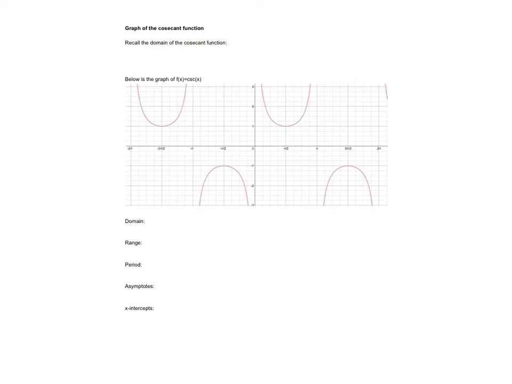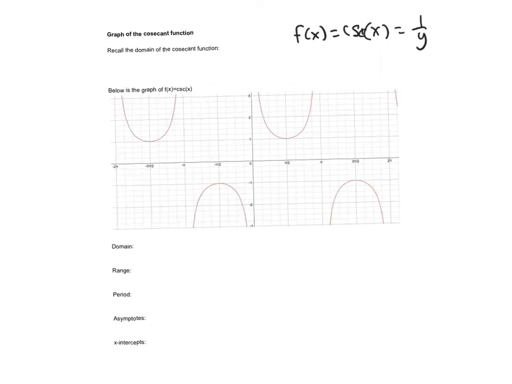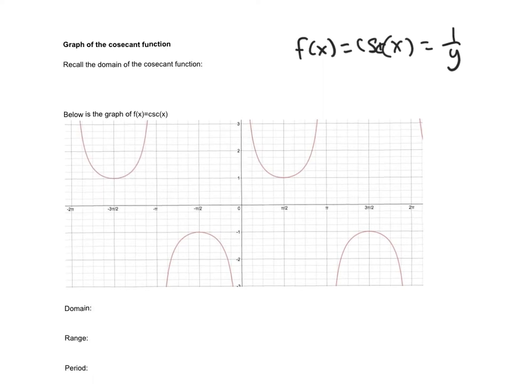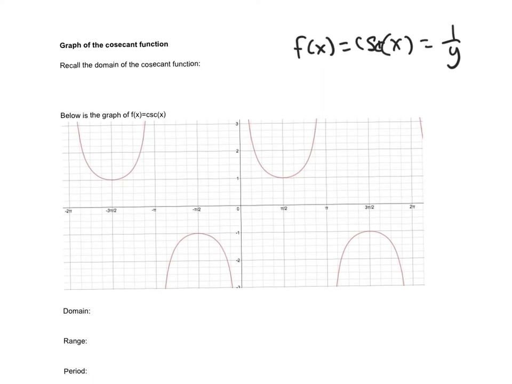Okay, let's look at cosecant. Now, if you recall, cosecant was the flip of sine, and sine was y. So if you think about cosecant on the unit circle, it's 1 over y. It's the flip of y. So it's really looking for what values where y is 0 is going to make it undefined. Well, funny enough, that's the exact same thing for cotangent. Cotangent had y on the bottom, so cotangent and cosecant actually have the same domain.